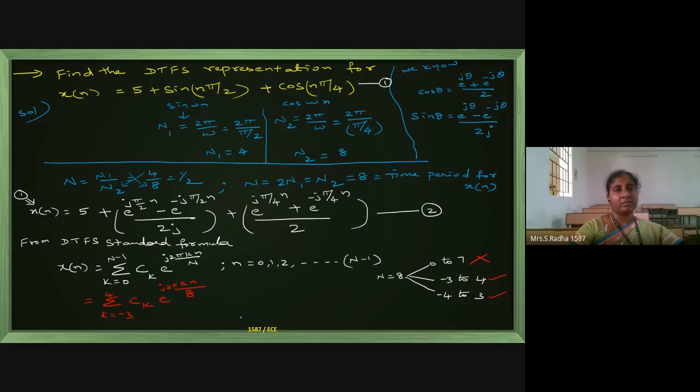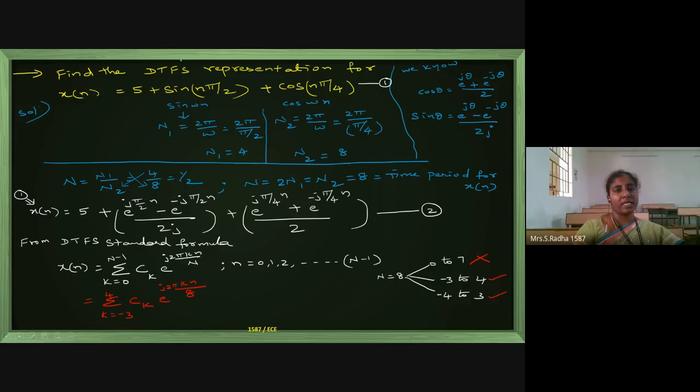I will expand this equation, -3 to +4. What I will do, summation k equal to -3 to +4, Ck e power j 2 pi kn divided by 8. The 2 and 8 we can just cancel. I will write it as pi kn divided by 4. This I am going to expand.